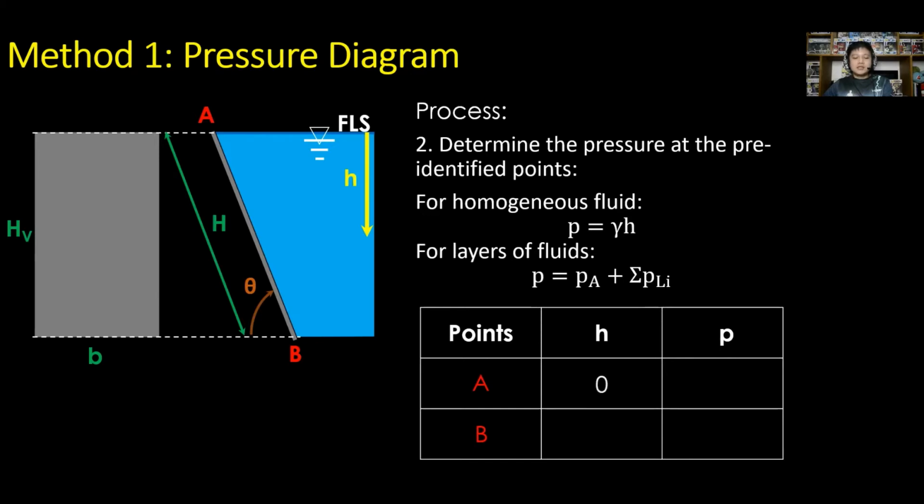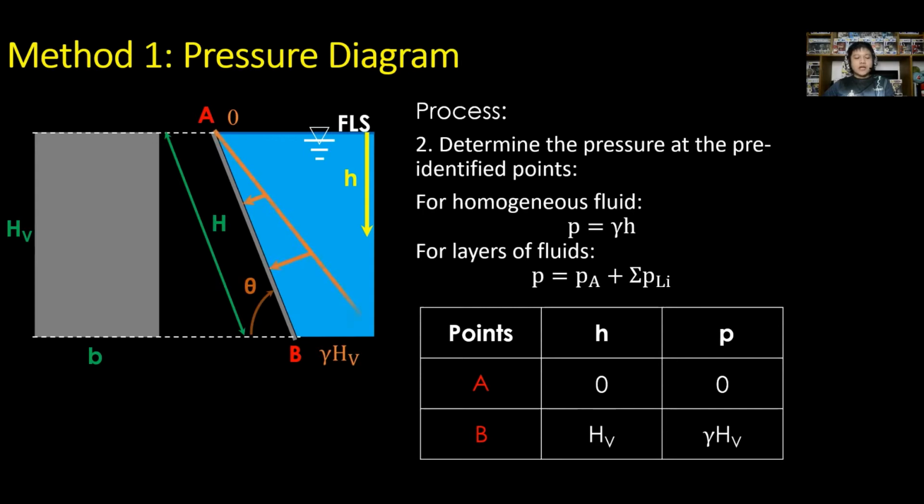So at A, since it is at free liquid surface, H is equal to 0. And at B, H is equal to H sub V. And next, for P at point A, since H is equal to 0, P is 0. And at point B, P is equal to gamma times H sub V. Assign pressure values, so 0 at A and gamma times H sub V at B.